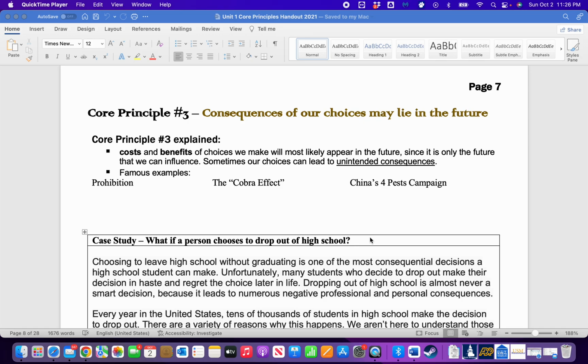It is basically saying this: when we make choices, we know that there are going to be costs, something that we give up when we make a choice, right? Well, this core principle says that consequences of choices we make may not be known until the future. And so I have a case study for you about the importance of what happens in a person's life if they drop out of high school, and that's coming up here in a moment.